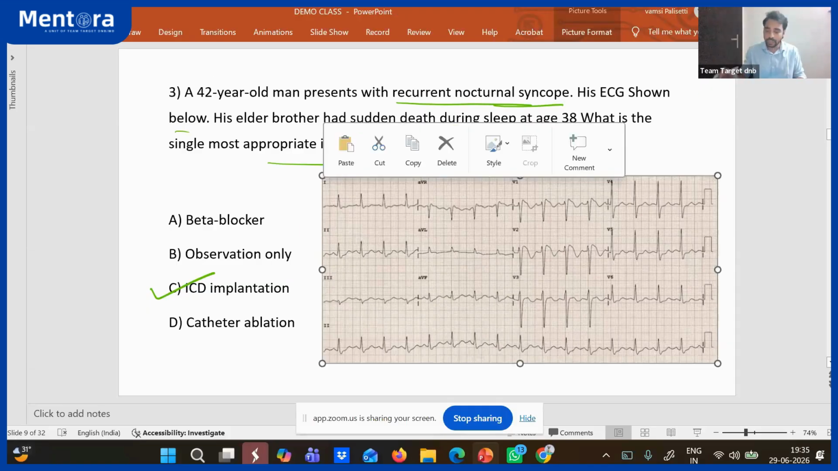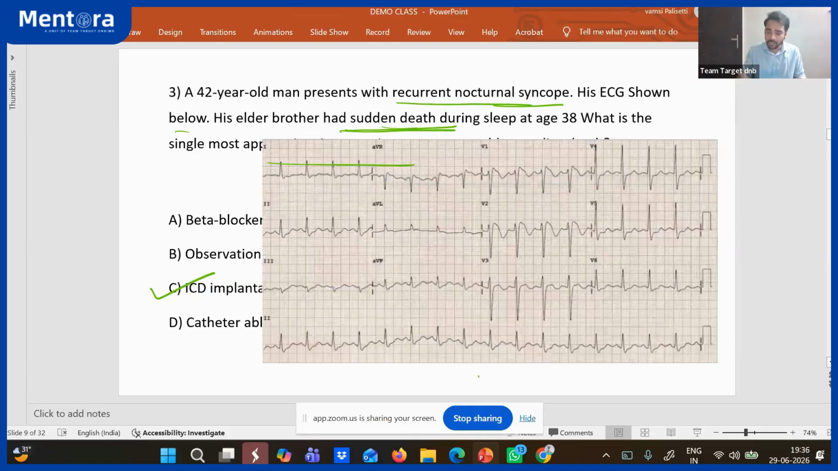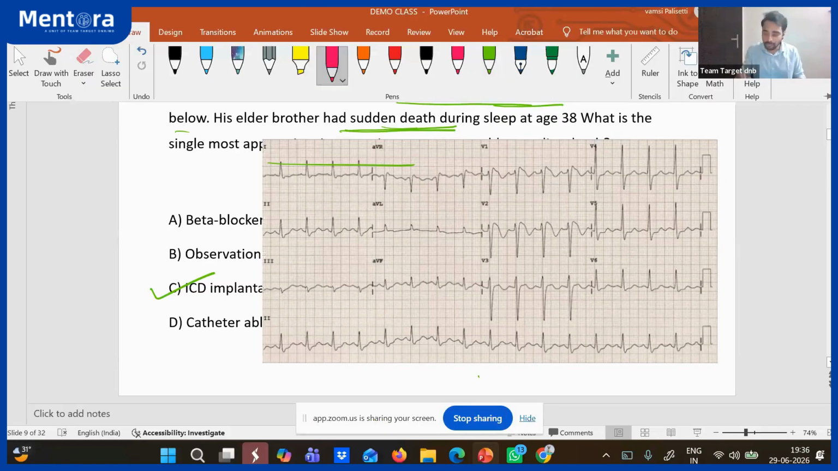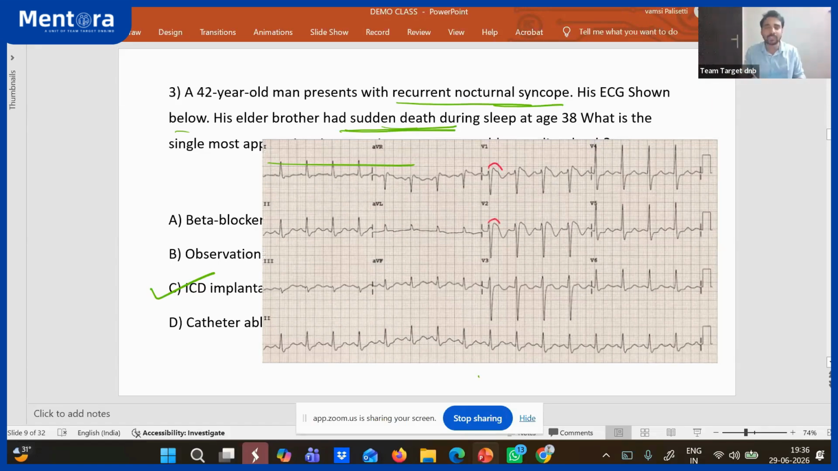Right. So let us see this ECG. If you see the ECG, when you see V1, V2 and V3, let me change the color. When you see V1, V2, V3, you have some ST elevation. And the ST elevation is coved type of ST elevation. This is coved type of ST elevation, along with T inversion. Only in V1, V2, V3, this coved type of ST elevation along with the T inversion is called Brugada pattern. This is called Brugada pattern.